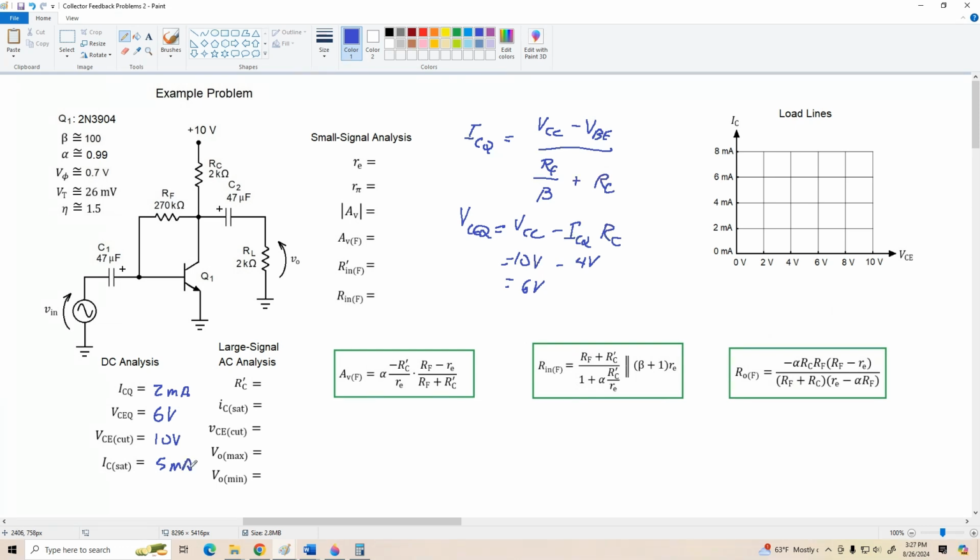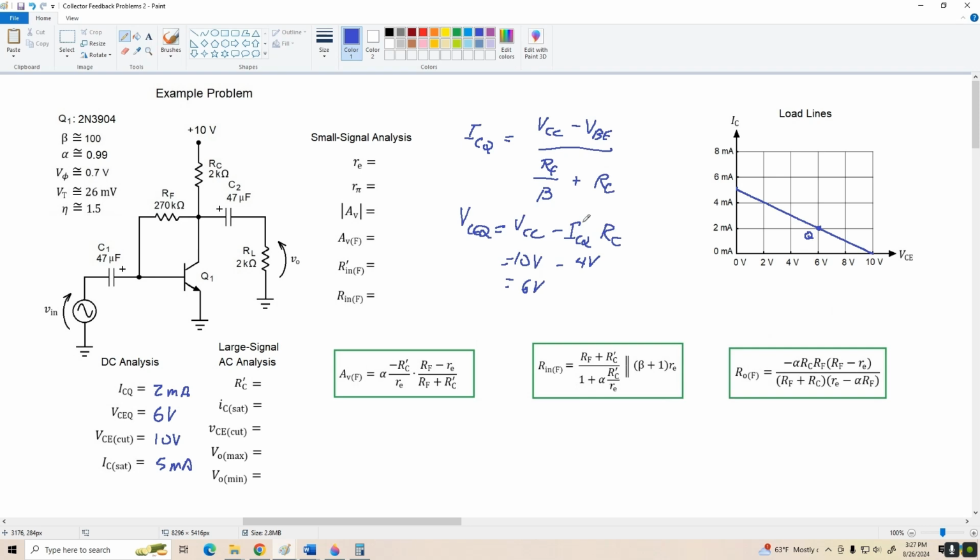All right, now just for the heck of it, let's go on over and plot our DC load line. So we're at 10 volts for VCE cutoff and 5 milliamps for IC sat. So if we draw that line in, here we go. Our Q point is located at 2 milliamps and 6 volts. So here's our Q point.